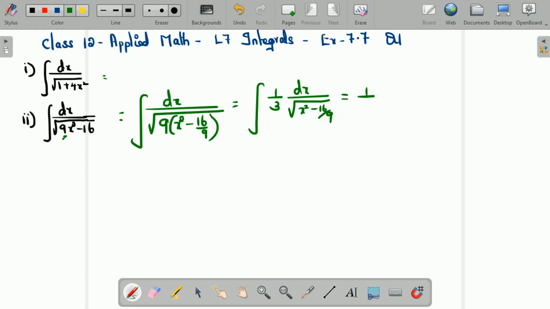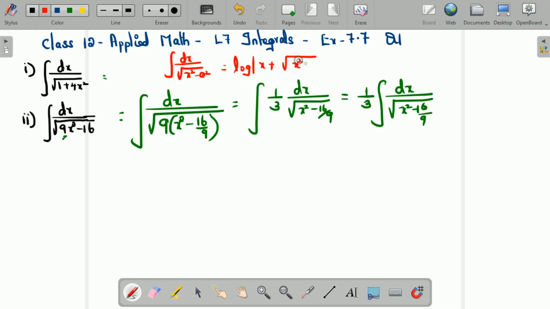1 by 3 is a constant, take it out. So 1 by 3 integral dx divided by root of x square minus a square, which is in this case 16 by 9. So now we need to know what is the formula for this. So you need to know integral dx divided by root of x square minus a squared is equal to log of x plus root of x square minus a squared plus c. So let's apply that particular formula here.